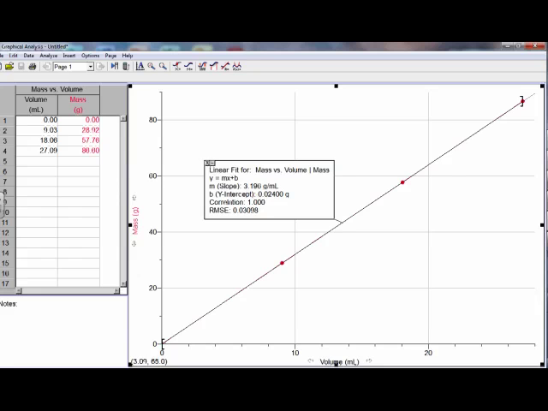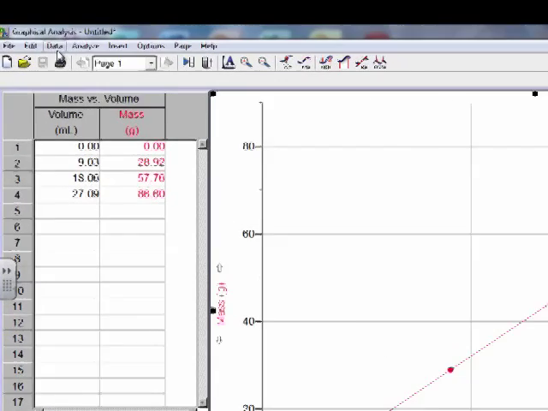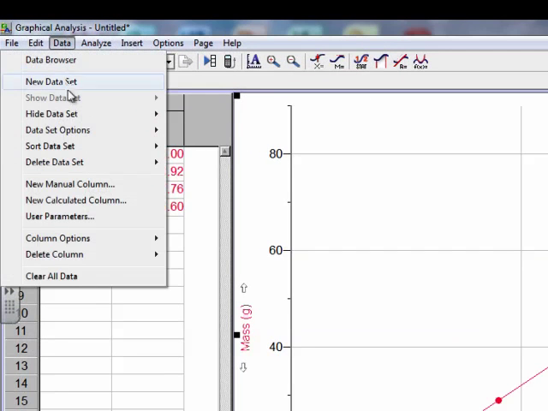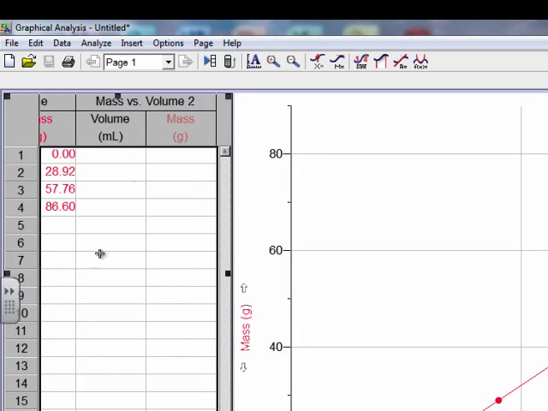I'm going to take the best fit line off for a minute, and then we're going to add a second data set for zinc. In order to do that, you're going to go into where it says data in the top menu, click data, and then go down to where it says new data set. What you'll see appear here is two new columns of volume and mass, labeled mass versus volume, volume 2.